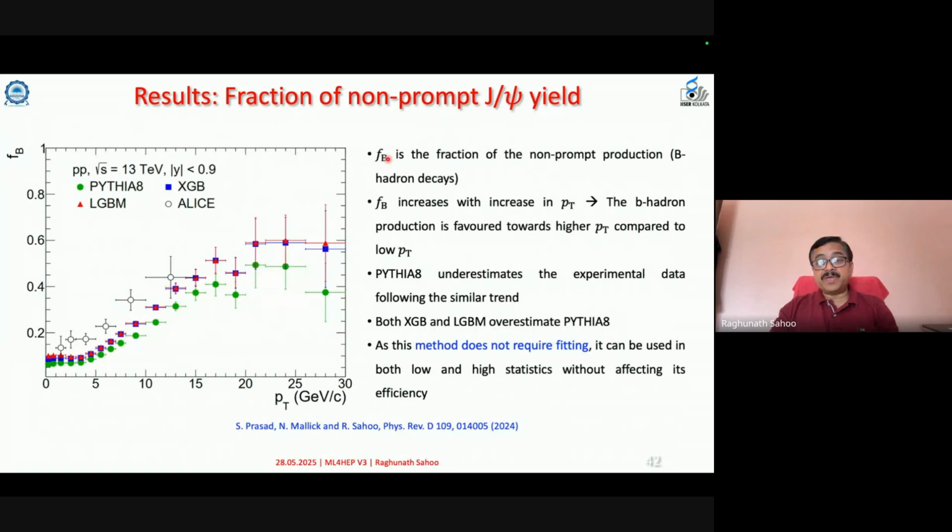And we defined this FB, which is the fraction of non-prompt production. So you can see at higher pT, we expect that bottom production should go on increasing, and that bottom hadron production contributes at high pT towards charmonia production, and that is what we see here. And there are some observations on how it compares with Pythia and ALICE data. Of course, Pythia doesn't agree completely with ALICE data; it over predicts, and since the training is done on Pythia, XGB and LGBM both are close to Pythia data.